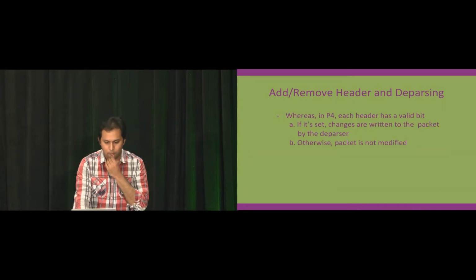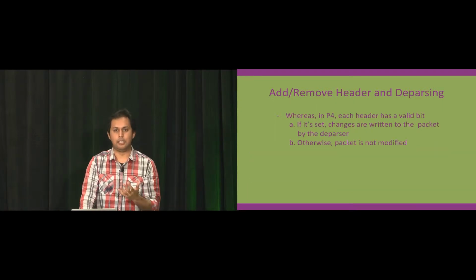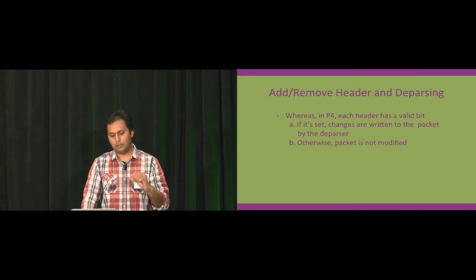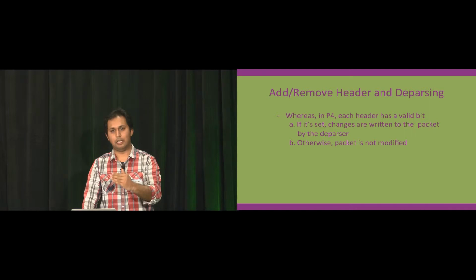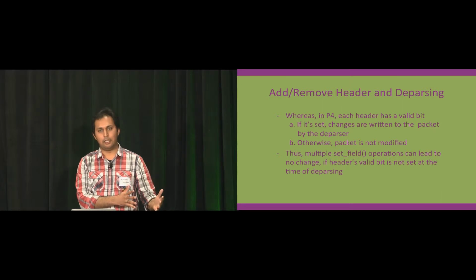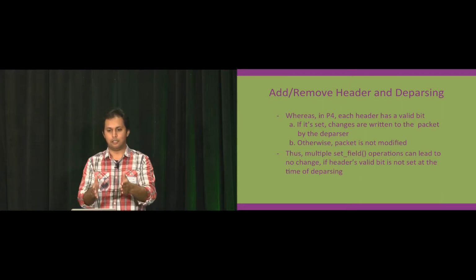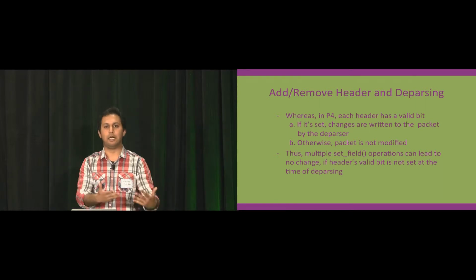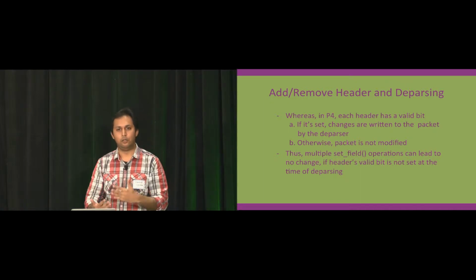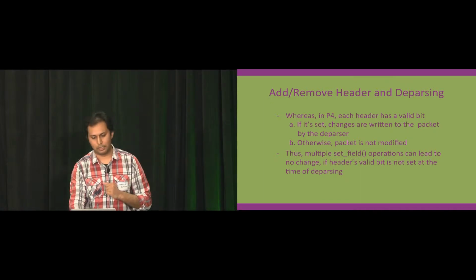But the problem is, P4 has the notion of header valids. You can actually say this header is valid or invalid. So whenever a header is valid, the deparser actually checks for that bit, and if it's valid, those changes are actually written onto the packet. Otherwise, those changes are discarded. So now you can see, if we do multiple set field operations on the packet, and later on we find out at the deparsing stage that that header is invalid, all those changes we have to revert back. But using the current model that we have, where we apply the changes directly onto the packet, it becomes hard to do this kind of reversion of the commits that you have done on the packet.